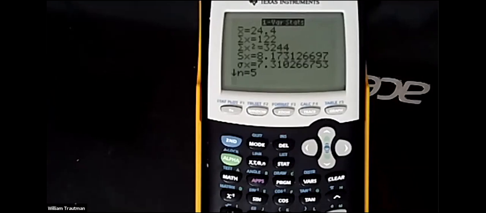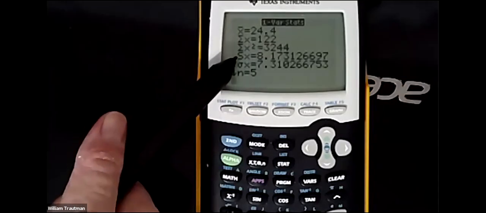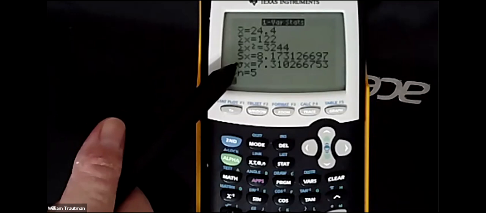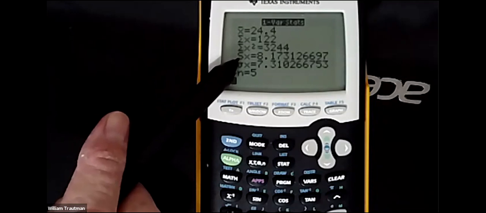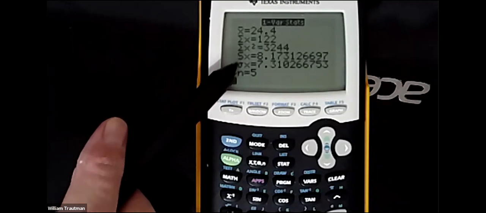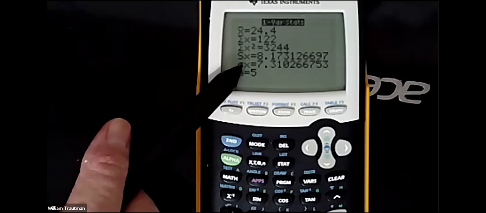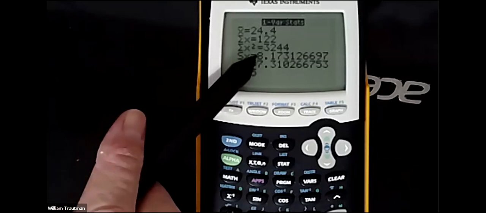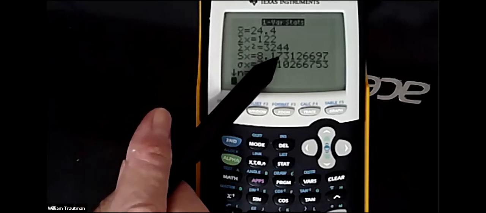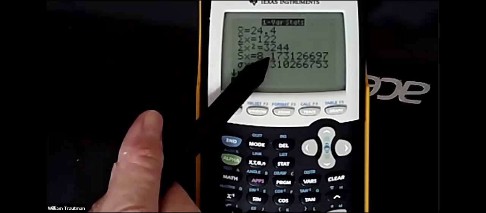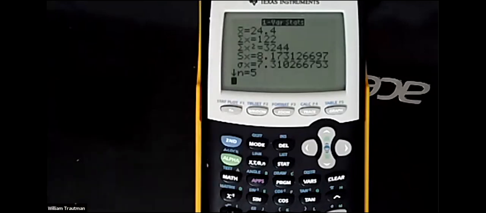And can somebody tell me what the answer is from looking at my calculator? 8.1. Yes, and that's important. The sample standard deviation is the one with the S. This is the population standard deviation. The sample one is with the S. So it's really important that you're able to interpret which one we're asking for. They're asking for the sample standard deviation, and it's 8.17. If we round it to 1 decimal place, it'd be 8.2, right? So we're looking for 8.2 in that answer.